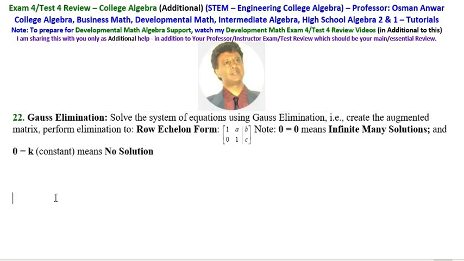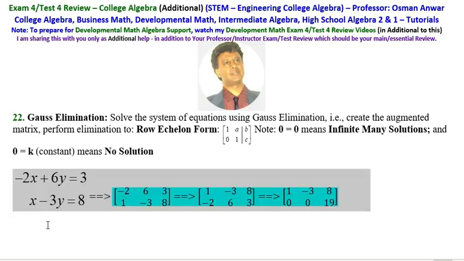Number 22 is another Gauss elimination. Solve the system of equations using Gauss elimination. That is, create the augmented matrix, perform elimination to row echelon form, which is 1s in the diagonal, 0 below the diagonal, and A above the diagonal, B, C. Note when 0 equals 0 means infinitely many solutions, and 0 equals a constant K means no solution.